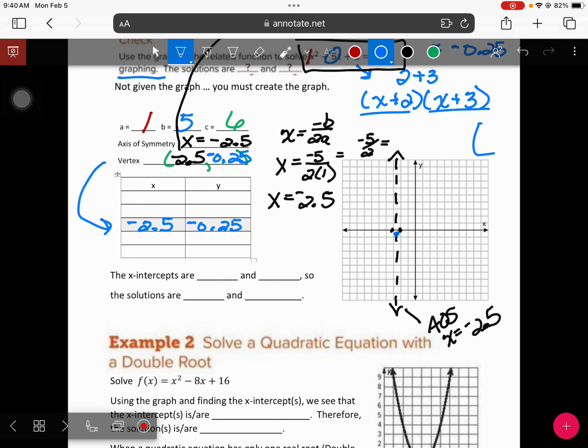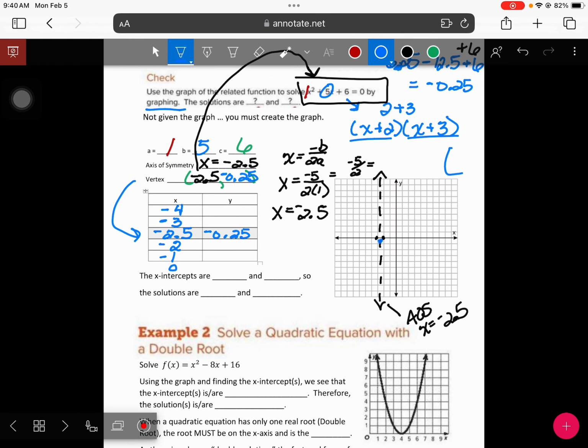Now, I don't want to add 1 to negative 2.5. So what is the next lower integer from negative 2.5? What's the next lowest one? In other words, negative 2.5 is between negative 2 and negative 3, right? So let's go, this is negative 3, and go one more past that is negative 4, and then we're going to make this a negative 2 and a negative 1. And we could do a 0 here too, just for kicks. Okay?